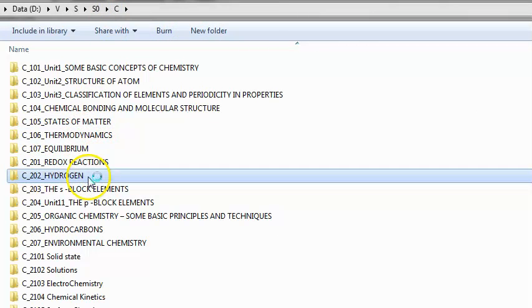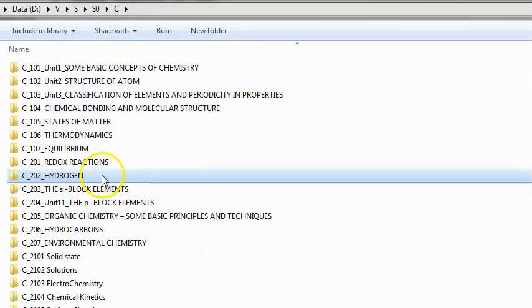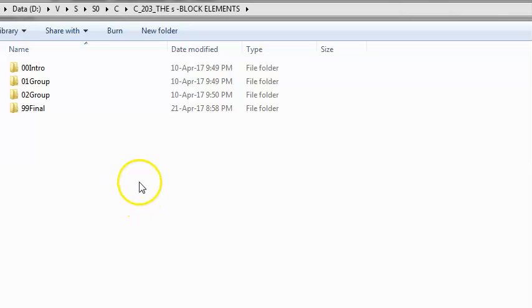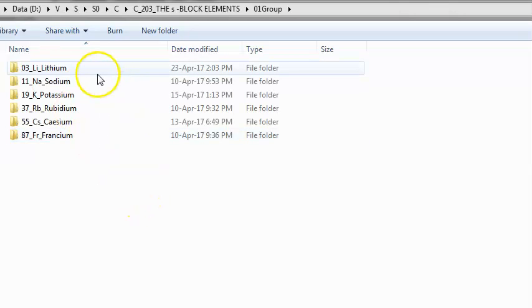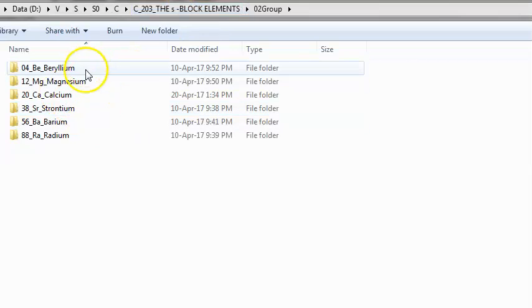Then coming to hydrogen, guys, hydrogen itself has a separate chapter. Nice, no? Hydrogen takes up a separate chapter. The S block elements, you look at all the S block elements. S block elements will be what and all? Lithium, sodium, potassium. Then you have group 2: beryllium, magnesium, calcium, strontium, all these.